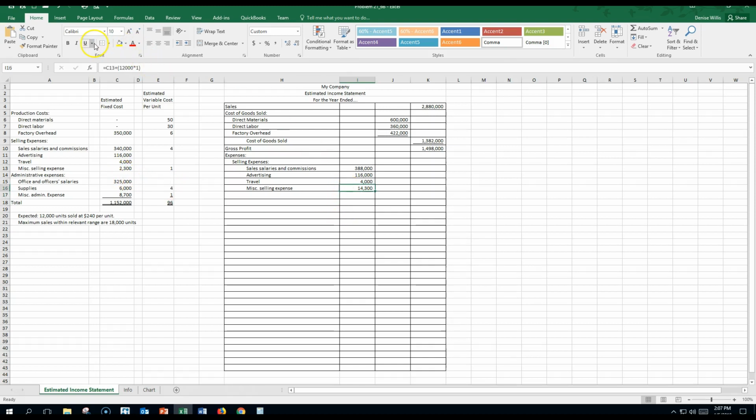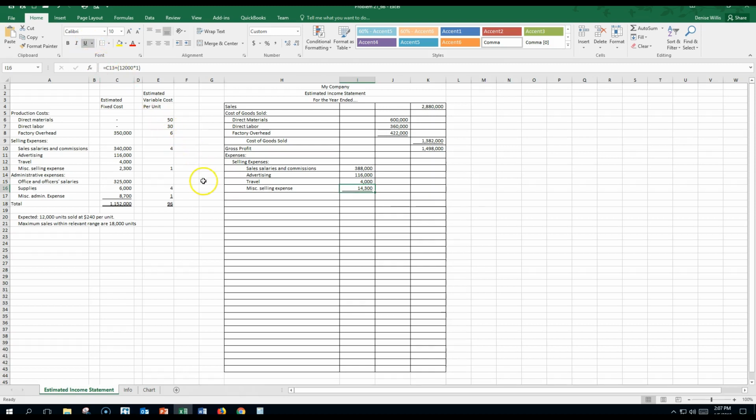So I have all my selling expenses. Let me underline that, and I'm going to sum these numbers up. Okay, that's done. That is my total selling expenses. Let me give it a label. There we go. Okay, we're going to move on to administrative expenses.